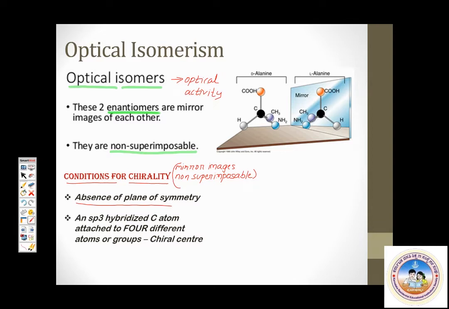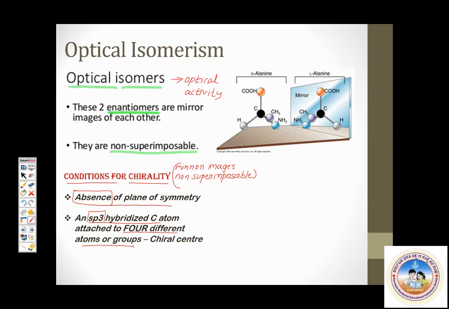That is one way. Another way is, if you find an sp3 hybridized carbon atom, sp3 hybridized only, not sp2 or sp, okay? If you find an sp3 hybridized carbon atom attached to 4 different atoms or groups, then you consider the molecule to be chiral. Any molecule which has an sp3 carbon atom attached to 4 different groups, all 4 must be different, will be considered chiral, and that carbon atom is called a chiral center, or a stereogenic center.